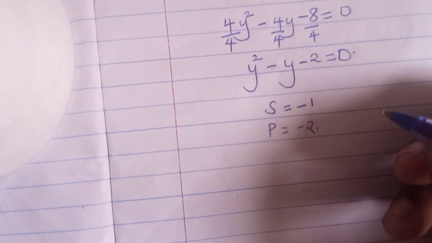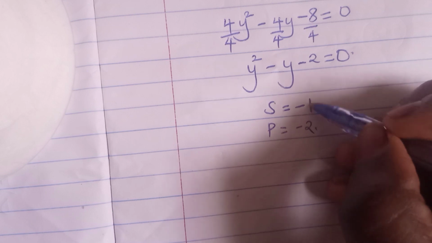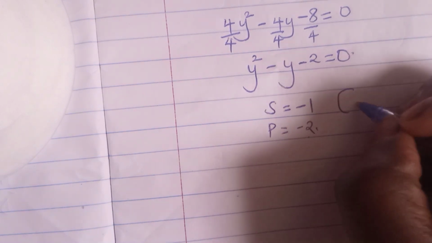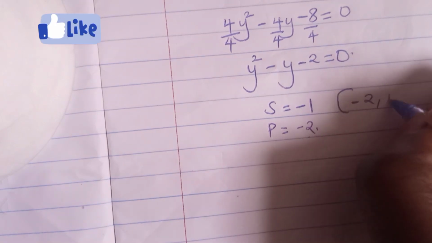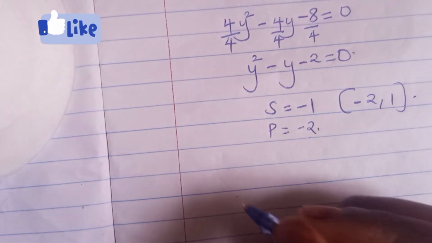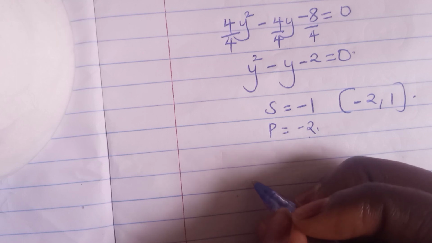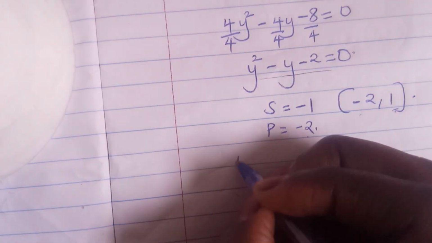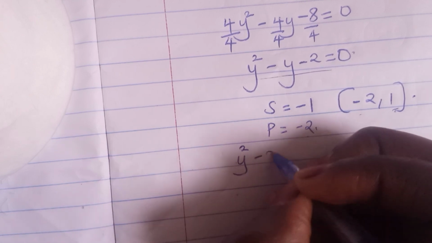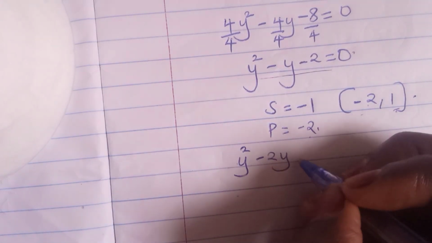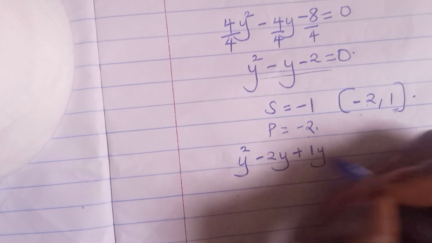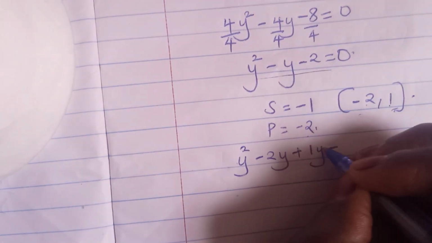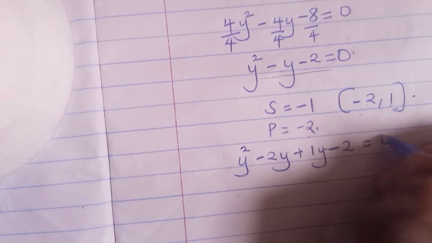Look for two numbers: when we add them, we get negative 1, and when we multiply them, we get negative 2. So these two numbers are negative 2 and 1. So my next step, I'll substitute these two numbers in this equation: y squared minus 2y plus 1y minus 2 equals 0.